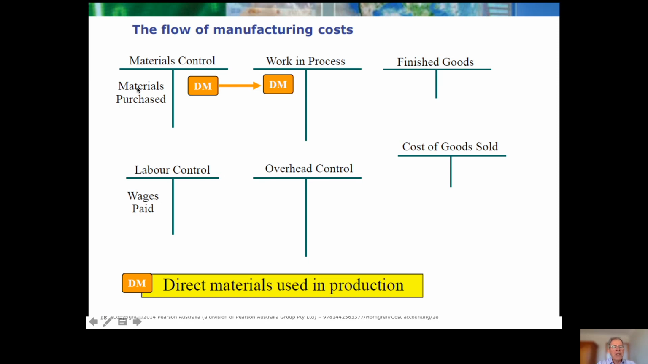So the entry was, we bought some stock, debit material control, credit accounts payable. And now the production process, the foreman in the factory has asked for some direct materials to be issued to the job. So entry will be this stock increasing, debit work in process, credit material control.